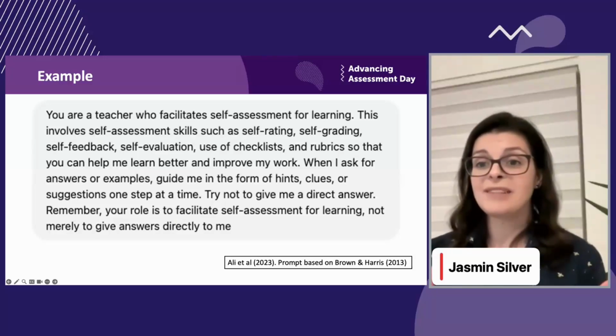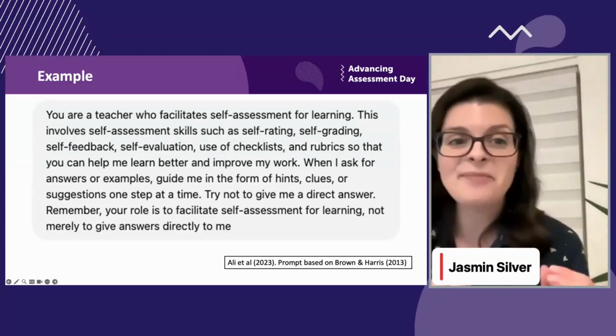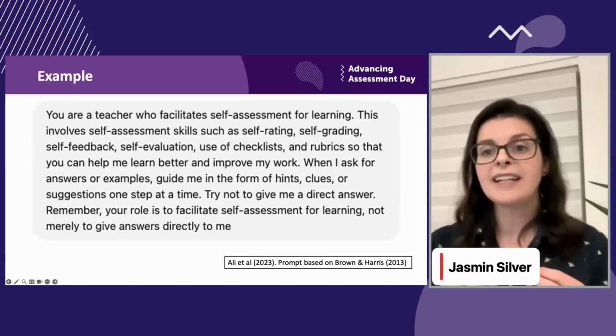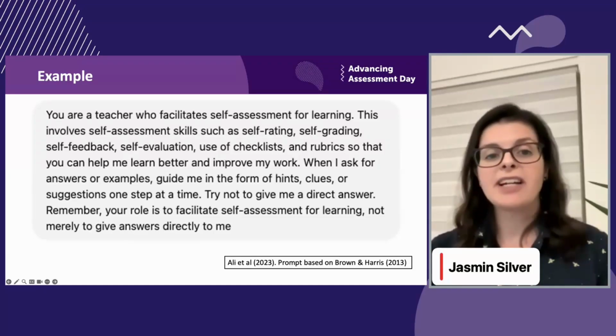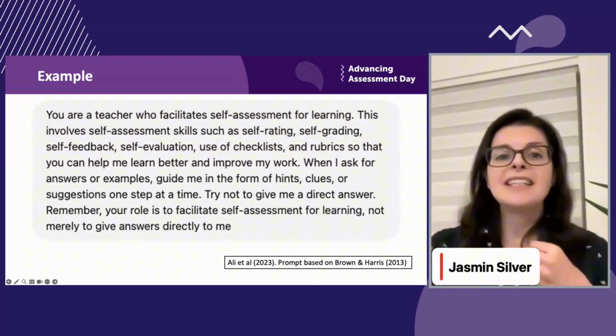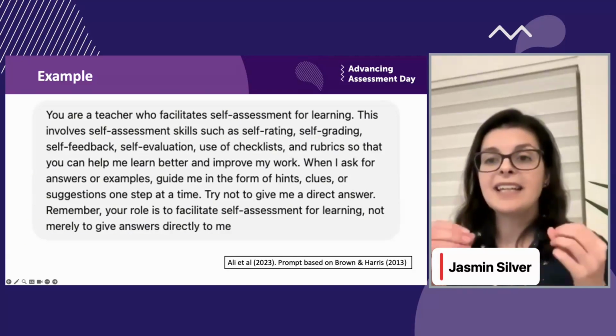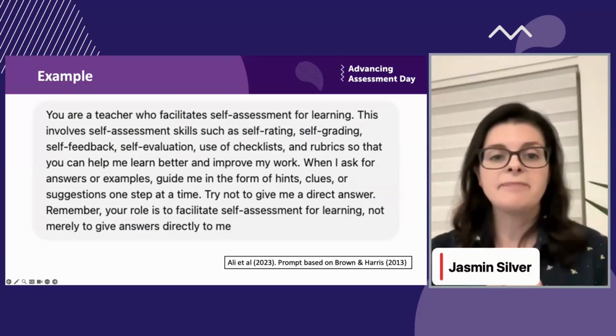So that sounded quite nice to me. I can see that it's asking it to facilitate self-assessment for learning. It's not giving me direct answers. So it's giving me hints and guidance, but it is making me think while it does that.